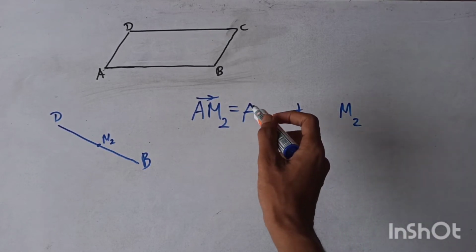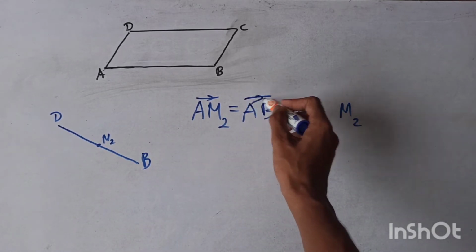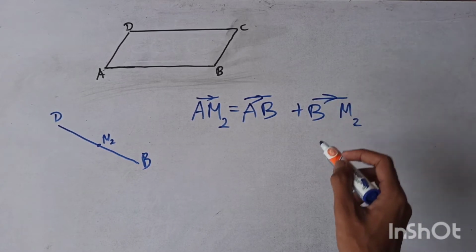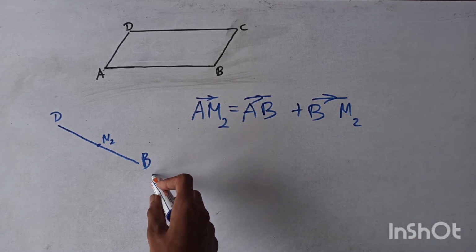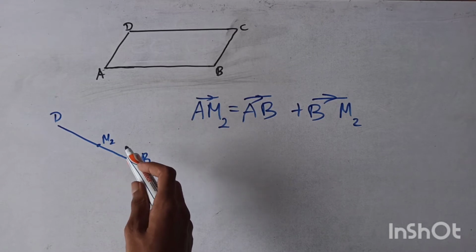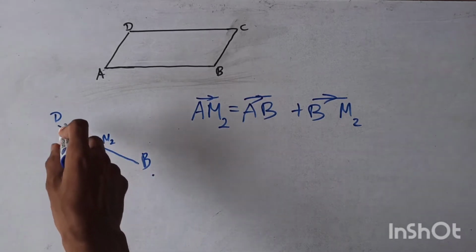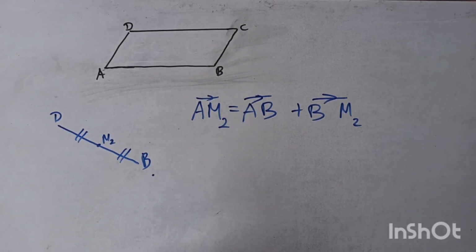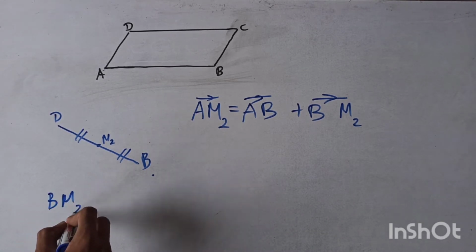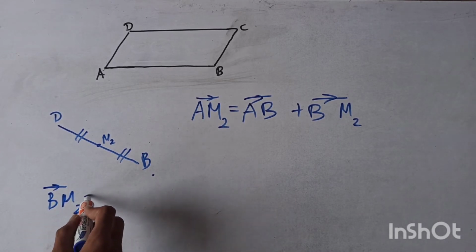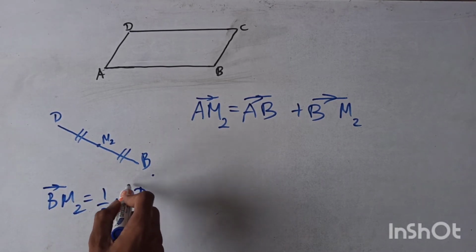M2. We can write it as AB plus BM2. Here, what is BM2 vector? The point B is here, point M2 is here. Also, M2 is the midpoint of BD. So, we can write BM2 as half times vector BD.